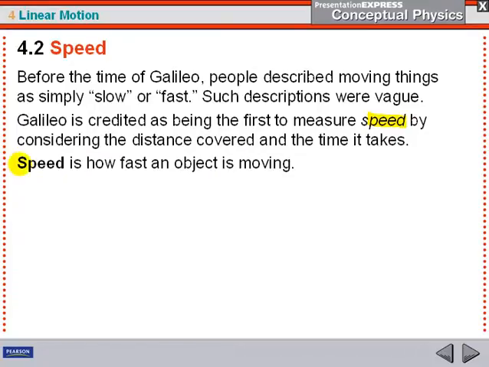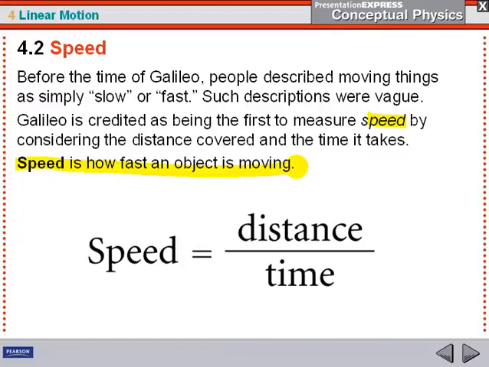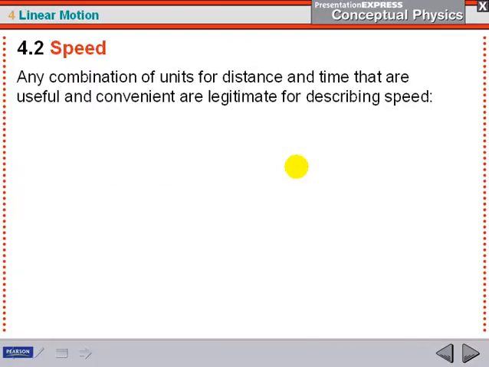So speed, we're going to define it as how fast an object is moving. Mathematically, we're going to represent it as speed equals distance divided by time. As you can see, there's going to be a little math in this section. Units for speed can be any pair of a unit for distance and a unit for time.